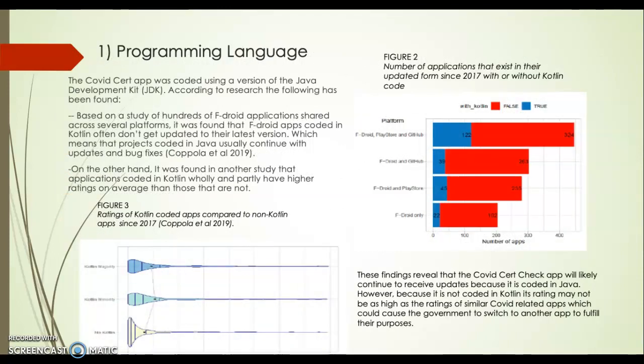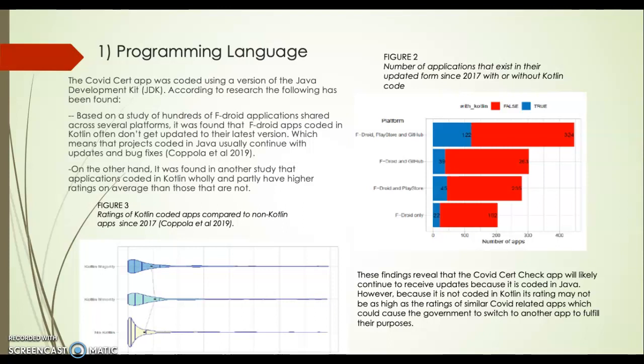Number 1, programming language. The COVID Cert app was coded using a version of the Java Development Kit. According to research, the following has been found. Based on a study of hundreds of F-Droid applications shared across several platforms, it was found that F-Droid apps coded in Kotlin often don't get updated to the latest version, which means that projects coded in Java usually continue with updates and bug fixes. On the other hand, it was found in another study that applications coded in Kotlin wholly and partly have higher ratings on average than those that are not.